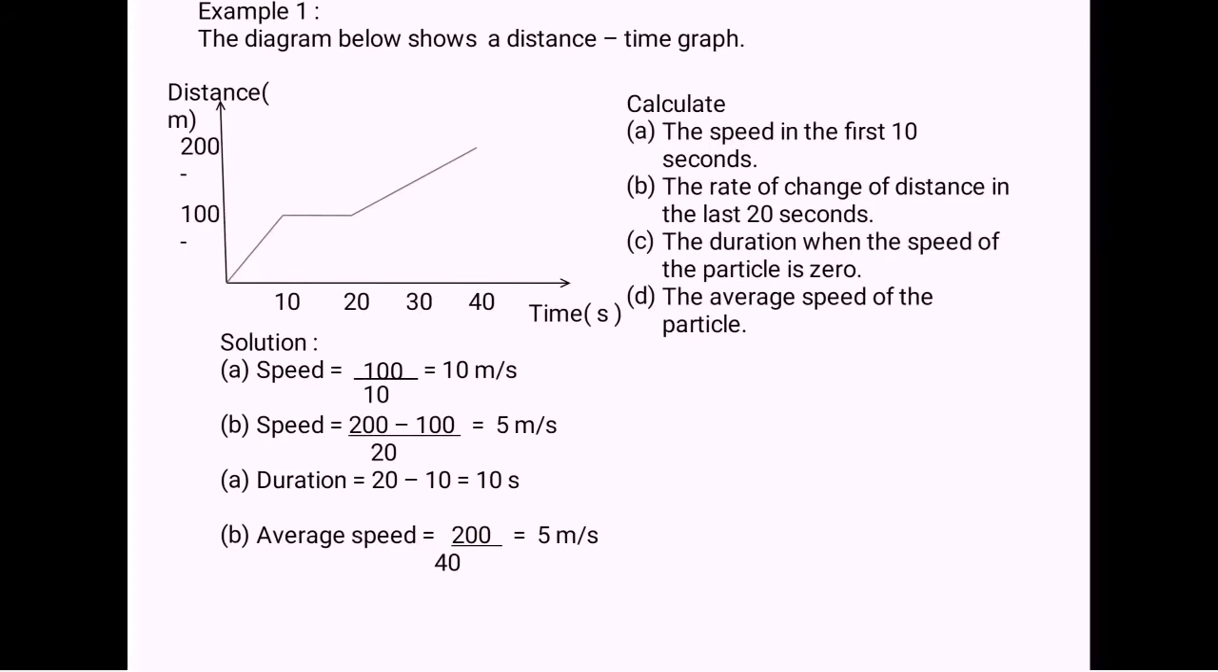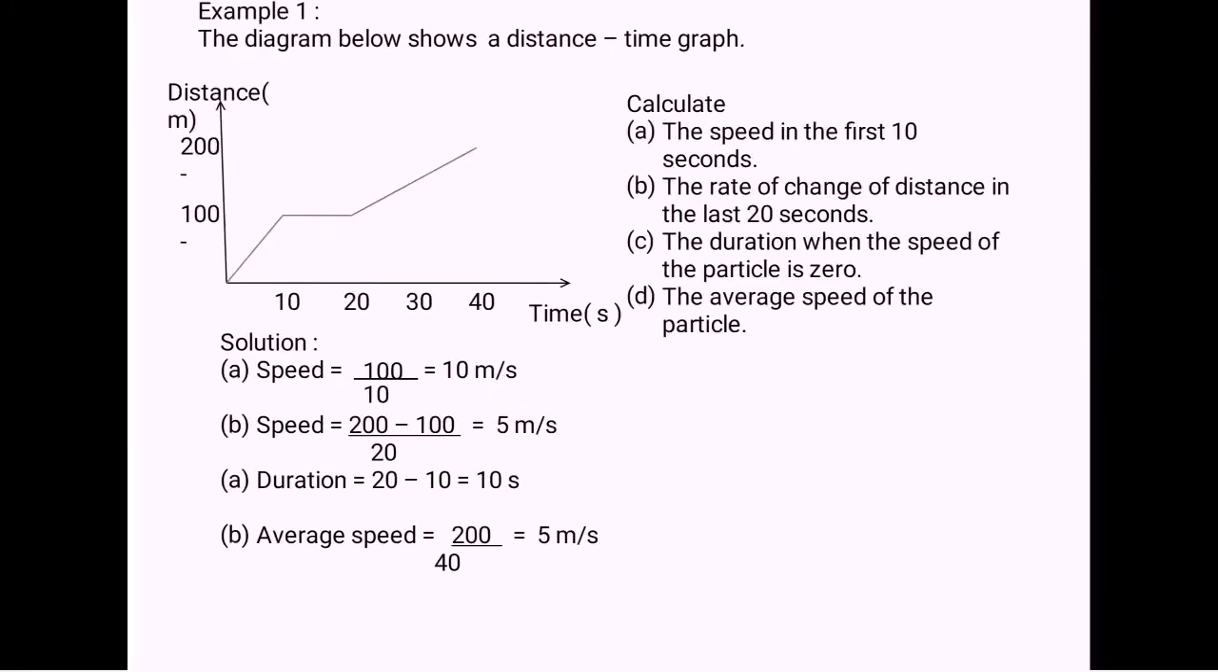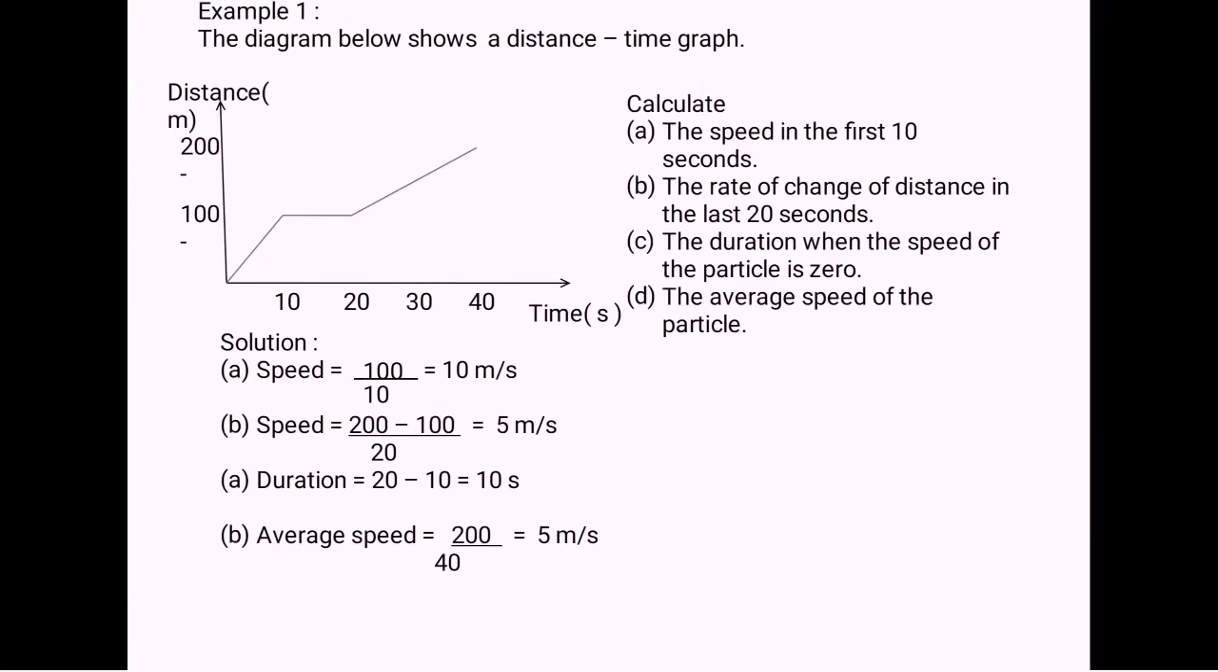Okay, now look, go back to example 1. The first question, speed in the first 10 seconds. From 0 to 100, so 100 over 10, we have 10 meter per second. B, speed, rate of change, from 200 minus 100 over 20. So it's 5 meter per second.